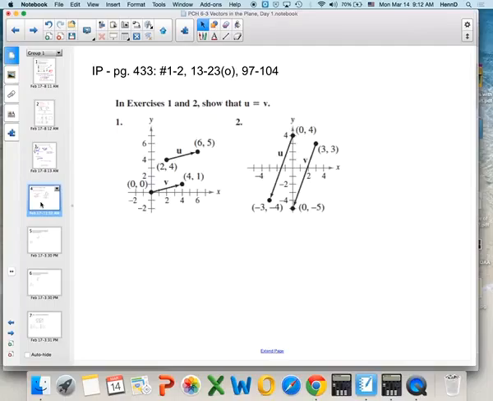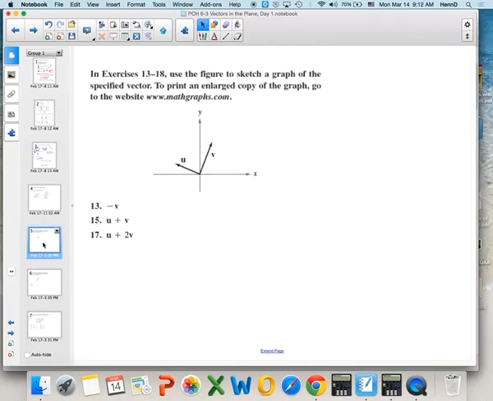So I've given you a little bit of practice to do. Show that u equals v. Try to get those, we talked about the horizontal and vertical components. Just doing some basic things with those. Here, you're asked to sketch, so draw u and v, and then try to sketch: what would negative v look like? And then do these other operations as well. Try to draw them to scale the best you can.